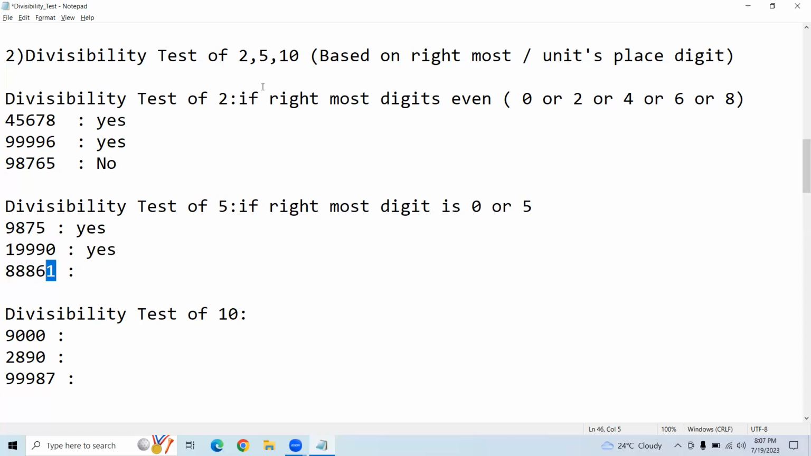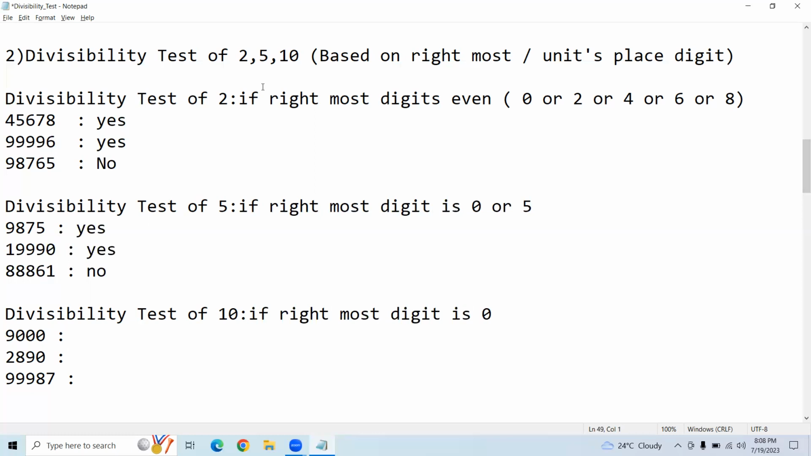88861. What is the unit place digit? 1. It is neither 0 nor 5, so this number is not divisible by 5. Let's look at the divisibility test of 10. If the rightmost digit is 0, then that number is divisible by 10.